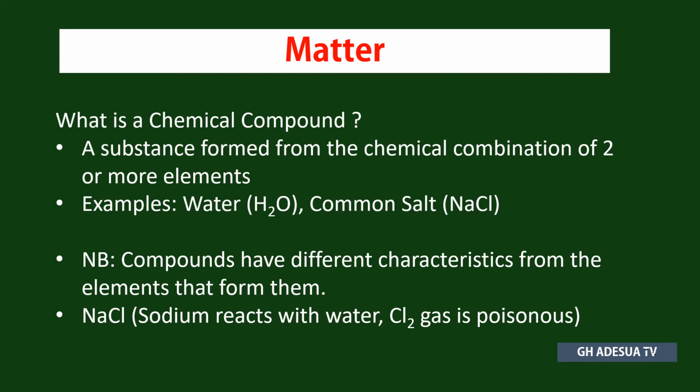So what is a chemical compound? By definition, it's a substance formed from the chemical combination of two or more elements. So a compound is formed from the chemical combination of two or more elements. So the basic thing is two or more.